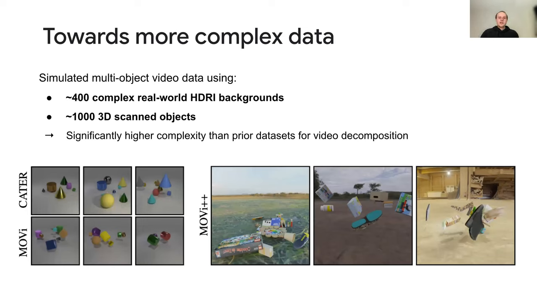But we weren't really satisfied there because these are still very simple datasets, and we really wanted to go towards more complex data. The object-centric learning community has so far been stuck with very simplistic datasets; there was almost never any complex texture, and the variety of objects was very limited. So we created datasets that contain, in this case, this MOVi++ dataset, 400 complex real-world HDRI backgrounds with different lighting conditions and complex textures, and also 1,000 different 3D scanned objects that we can drop into these environments and simulate the physics of. This is a significantly higher complexity than prior datasets for video decomposition. It's also a huge challenge for current models. Almost everything we tried from the literature failed.